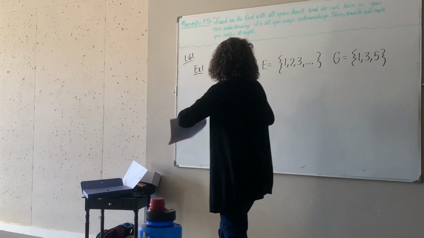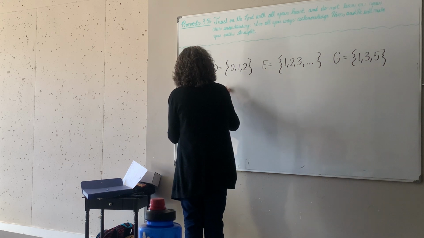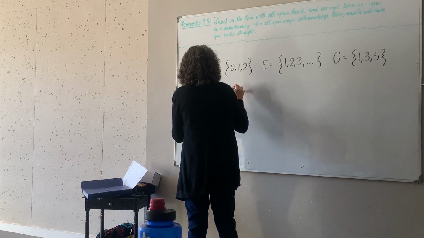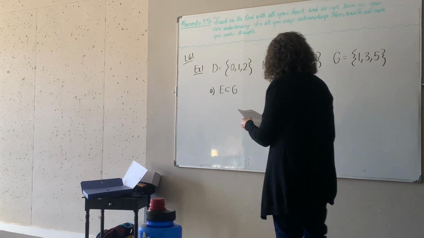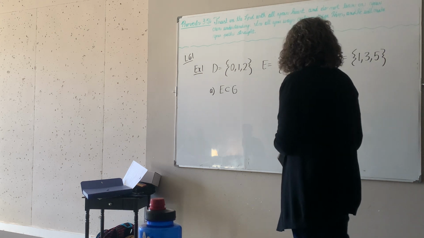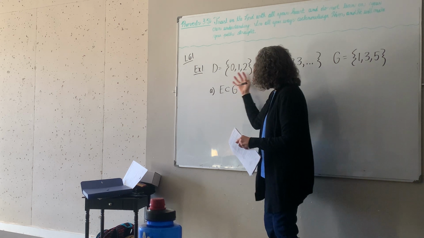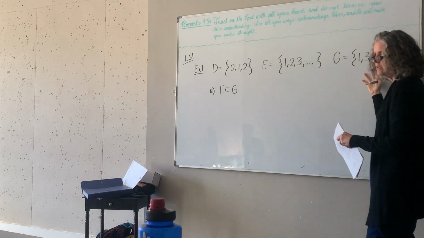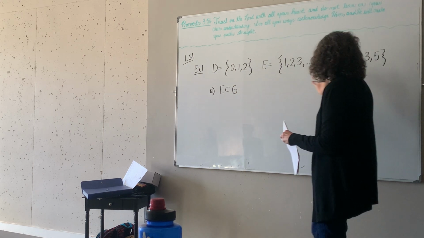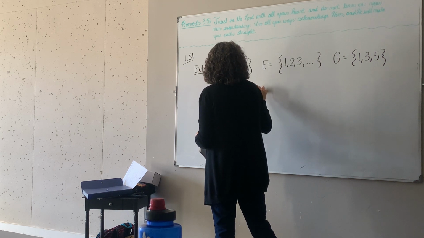I'm going to write some statements up here. The answers are in your book, but we're going to talk about them, so you don't have to look in your book unless you just want to. This means E is a subset of G. E is a subset of G. Is that true? Is all of E included in G? That's not true, is it? Because E has a lot more in it, doesn't it? So we would say that's false.